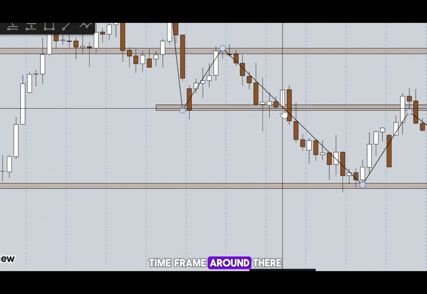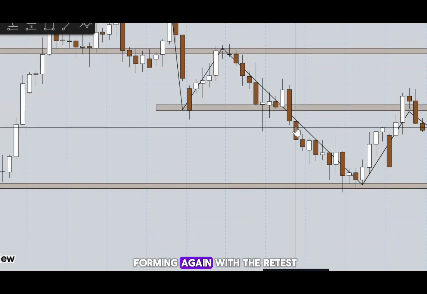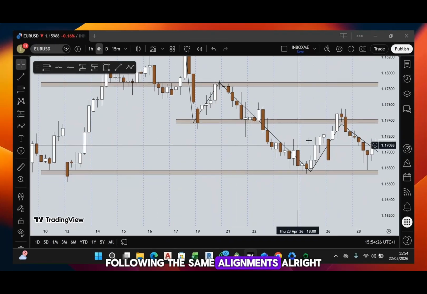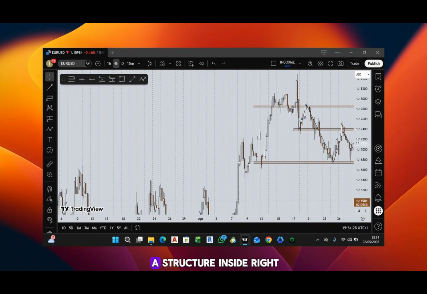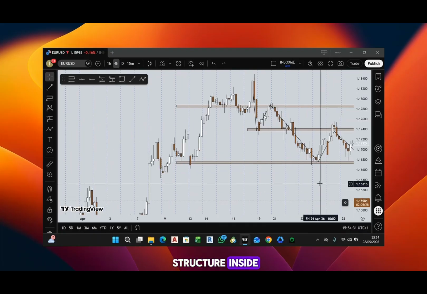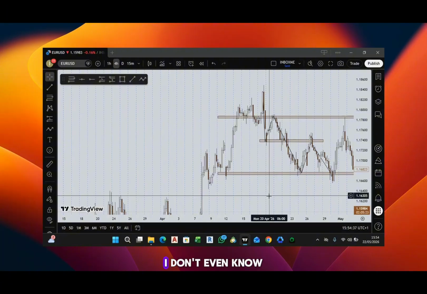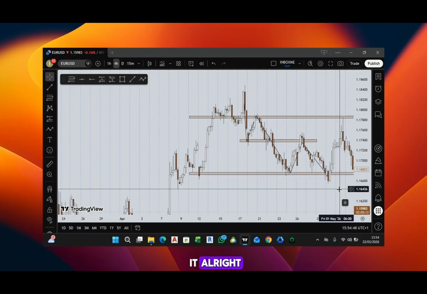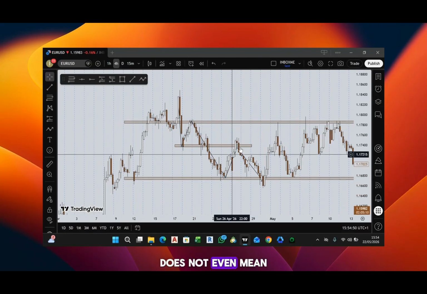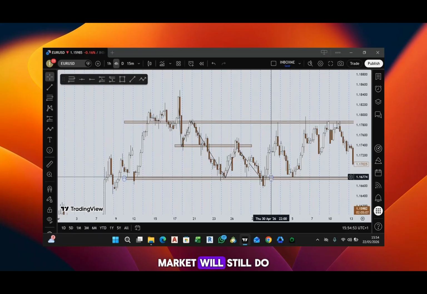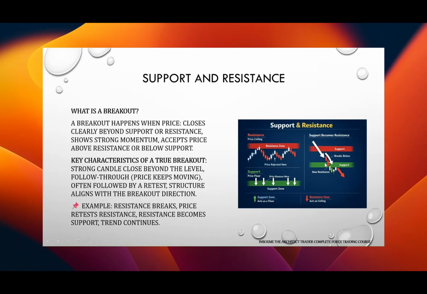So in the lower time frame around here, there's always another structure forming again, with the retest following the same alignments. For every structure there's a structure inside. There's always an internal structure inside, and that internal structure has still another internal structure. Structures are just made up of structures. If a break is supposed to happen, it will have started from the internal structure already. You would have seen it. If the trend is supposed to continue, you would have seen it. So just follow your analysis. Just because you are seeing it early does not mean it will still happen. The market will still do what it wants to do, but you just have to be sharp. Okay, so that's it for the explanation of breakout.